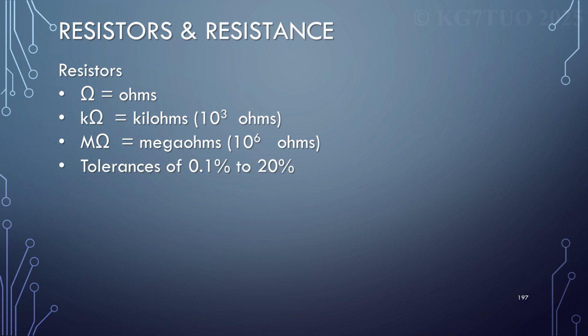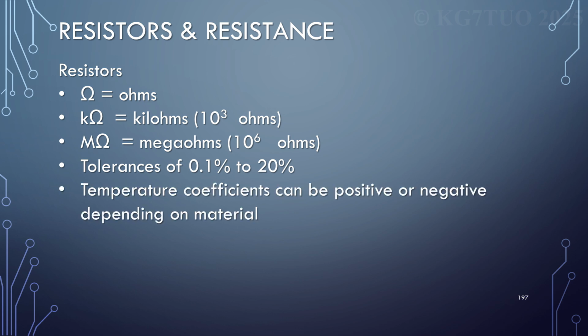Which one do you think is going to cost more? 0.1. Temperature coefficients can be positive or negative depending on the material. So it could be that as it cools down, it goes up or down, or it could be the other way. It warms up and it goes the opposite way. Depends on what the materials are.